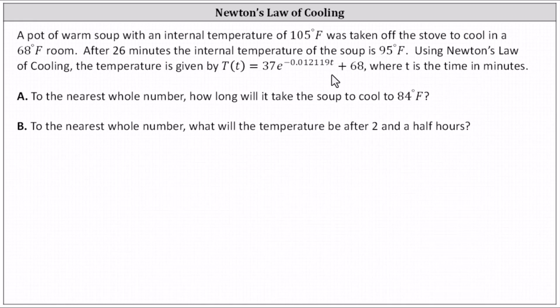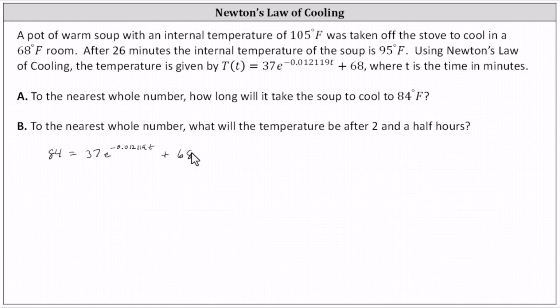For part A, to the nearest whole number, or nearest minute, how long will it take for the soup to cool to 84 degrees? To answer this question, we substitute 84 for T(t) and solve for t. This gives us the equation 84 = 37e^(-0.012119t) + 68.